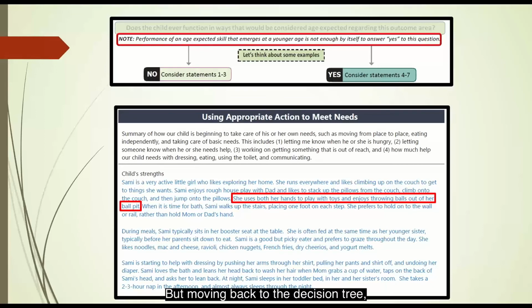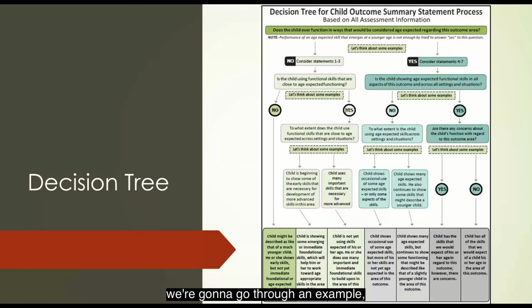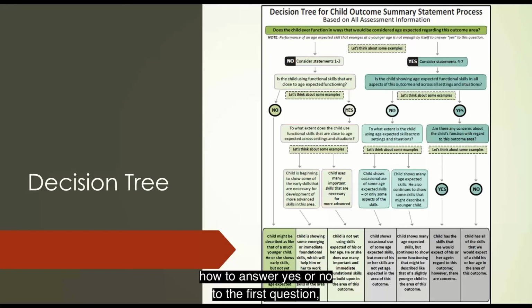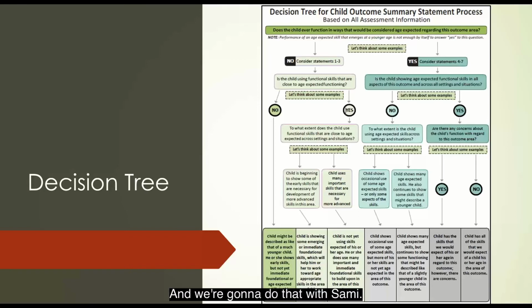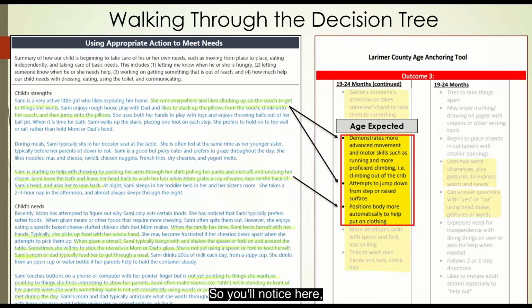But moving back to the decision tree, we're going to go through an example, walk through each step of how to answer yes or no to the first question, thinking about some examples. And we're going to do that with Sammy. So you'll notice here the use appropriate action to meet needs sample that we had from Sammy before. We talked about it when we were figuring out what age-expected skills to share.